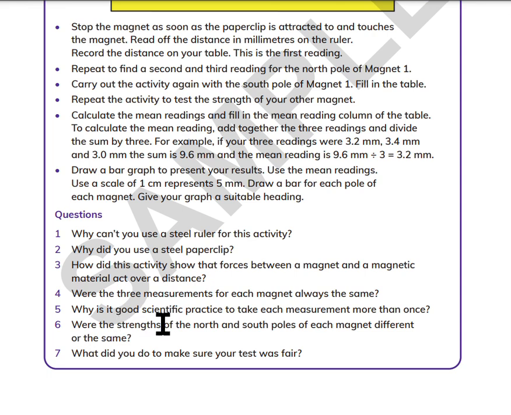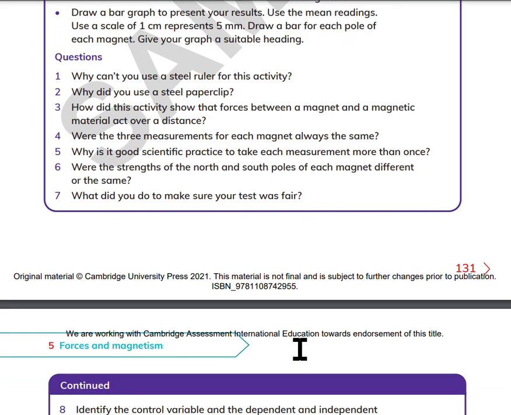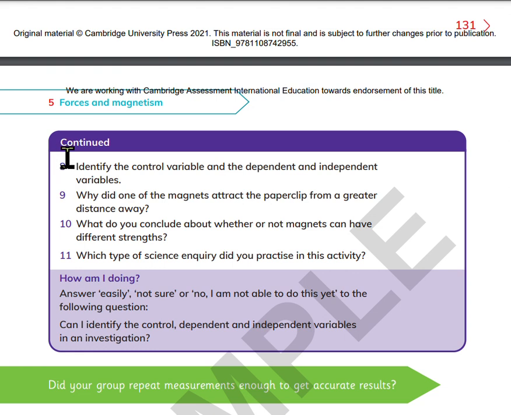Were the strengths of the north and south poles of each magnet different or the same? What did you do to make sure your test was fair? Identify the control variable and the dependent and independent variables. Why did one of the magnets attract the paperclip from a greater distance away? What do you conclude about whether or not magnets can have different strengths? What type of science inquiry did you practice in this activity?